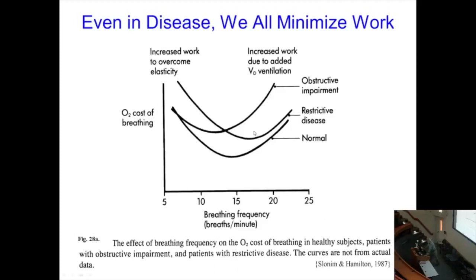Now a patient with obstructive disease, their problem is moving air through the airways. The airways are obstructed, and so at high frequencies where they have to move air faster, they have more problems, and so they have extra work at high frequencies. So their optimal breathing rate will be a little bit lower than a normal person. So someone with emphysema will tend to take slower and deeper breaths. Okay, so everybody tries to minimize the work that they do. Reasonable enough.